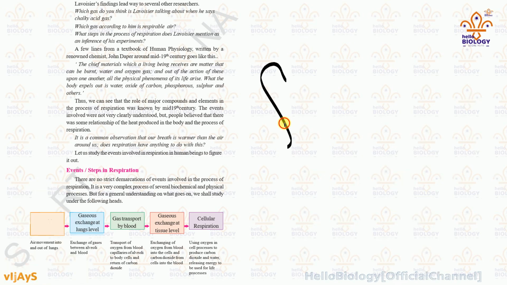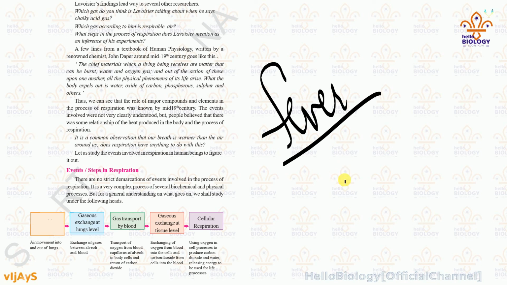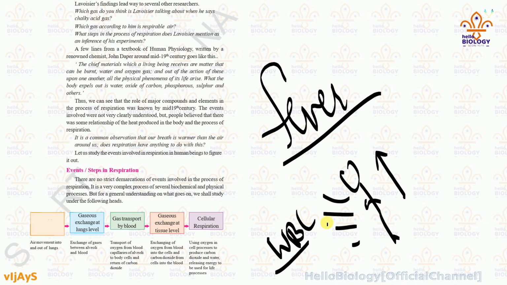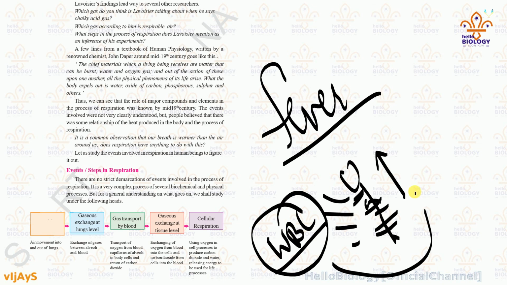For example, if you get a fever, what happens? Body temperature rises. Why? Because in your body, WBC cells are very busy killing all the microorganisms. Due to that heavy work, temperature increases, and that results in fever. Understood? Now in the next class we will discuss the events and steps in respiration.